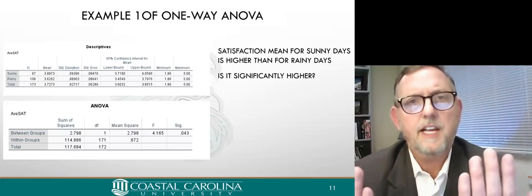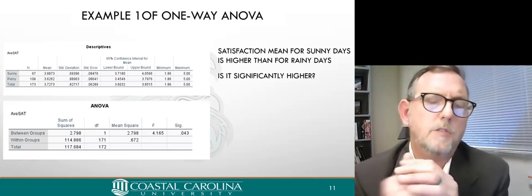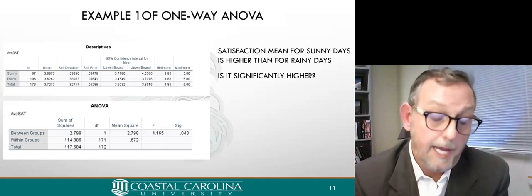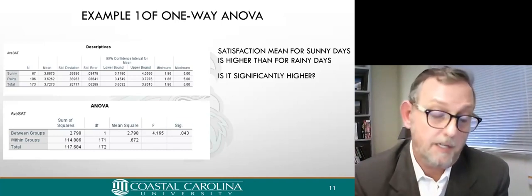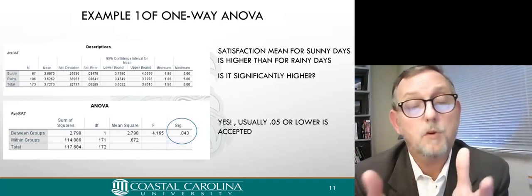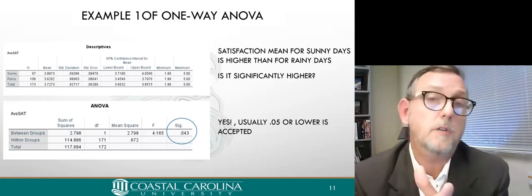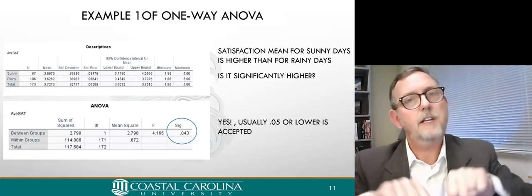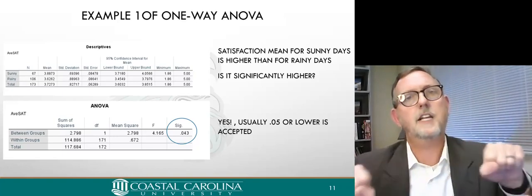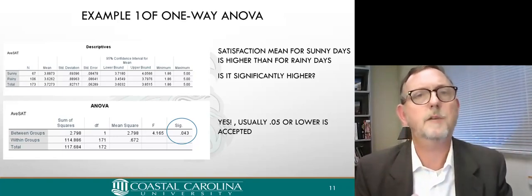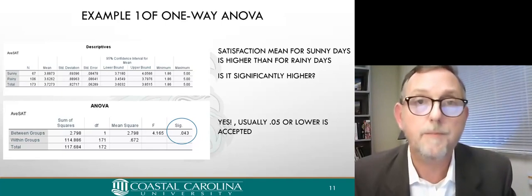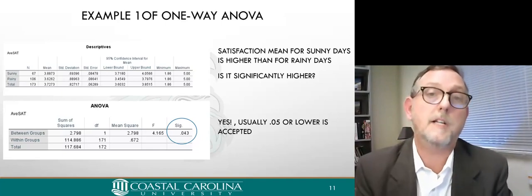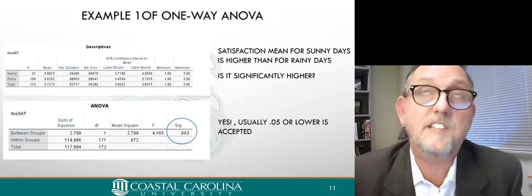So again, we know that based on this, people respond more positively on a sunny day than they do on a rainy day. Question is, is it a significant enough difference to say that we have two separate groups that can be defined by weather, right? Or response by weather? Can weather be a differentiating factor for us? Basically, that's what we want to know.